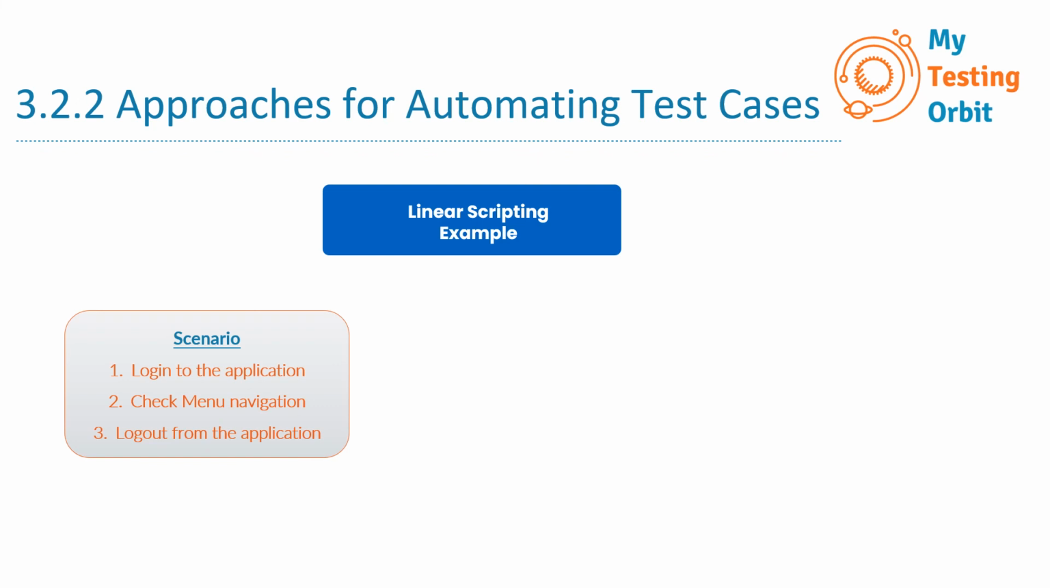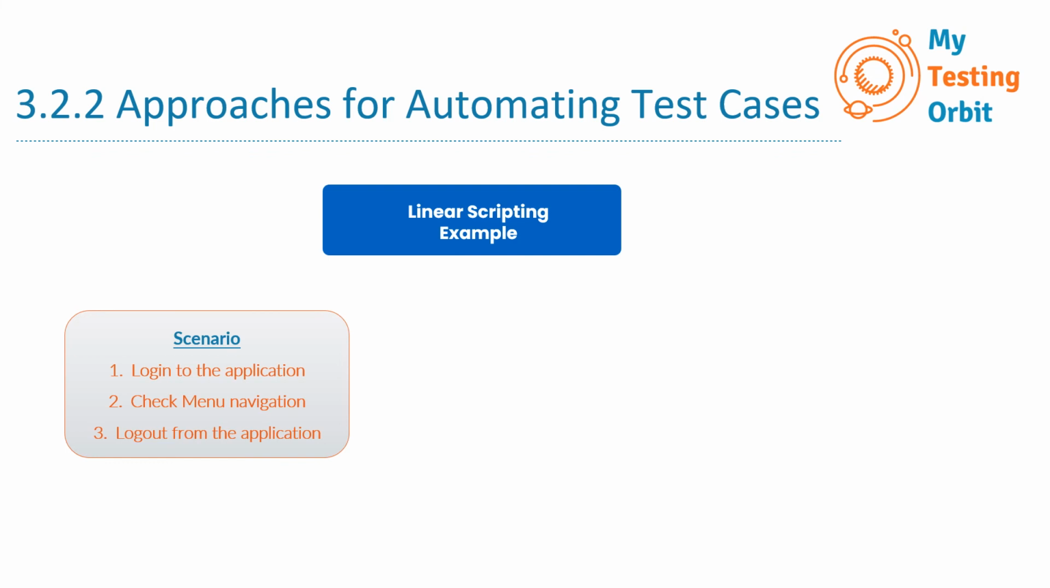Let's say that there is an application, and the scenario which we need to automate is that we have to log into the application. It's a very simple application. You have to log into the application, and in the application there are different menus. You have to check all the navigation through the menus, that everything is working, and then you log out from the application. For this kind of scenario, linear scripting would be good.